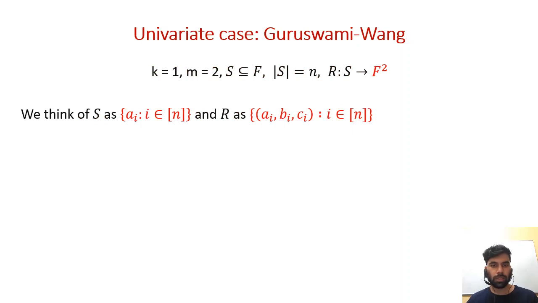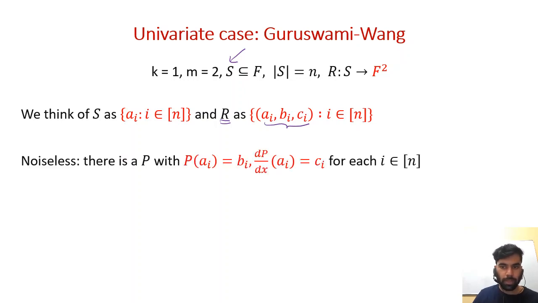So let's recall the setup again. We are given a univariate polynomial here with its evaluation and its derivative, since m is 2, and the set of evaluation points happen to be an arbitrary set in F of size n. So we can think of the received word r as a 3-tuple a_i, b_i and c_i, where what we are interpreting it to be is that the polynomial P which is close to r at a_i will evaluate to b_i, and at a_i its derivative will evaluate to c_i.